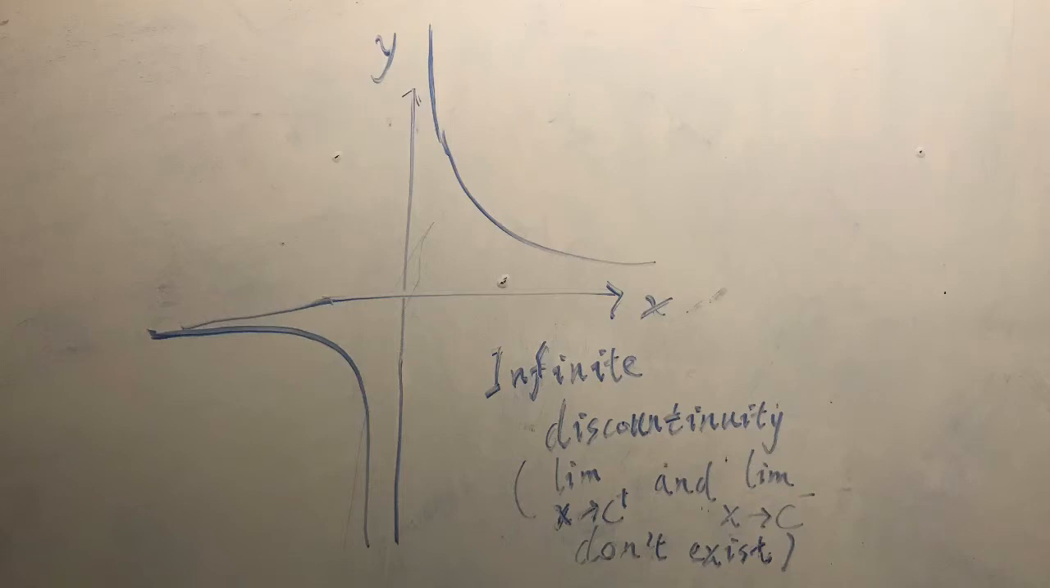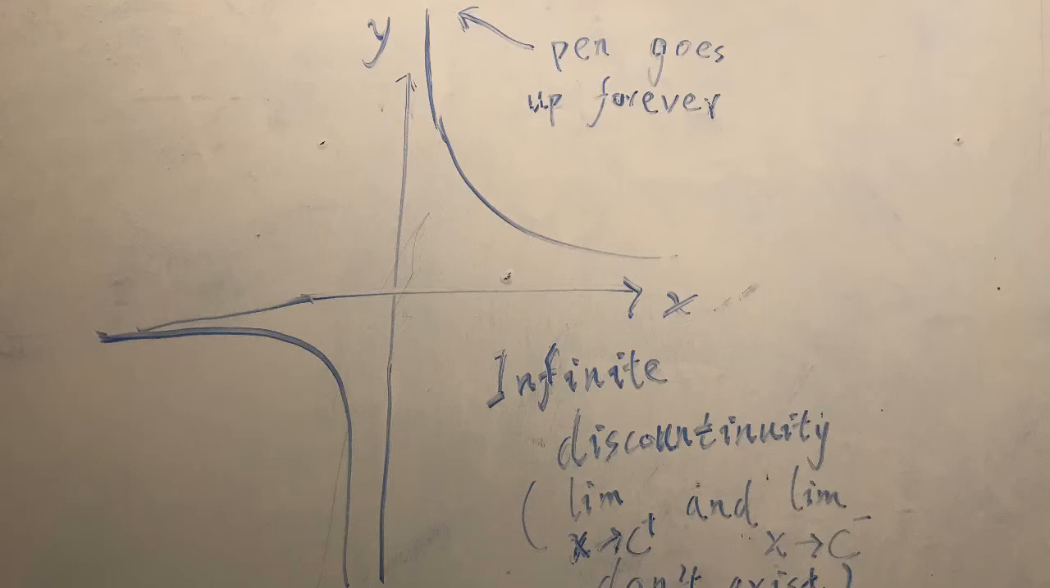There is also the infinite discontinuity, in which the limit does not exist for either side. This is because it reaches infinity. Your pen will keep going up without ever reaching a limit. It is obviously impossible to draw this without lifting your pen.